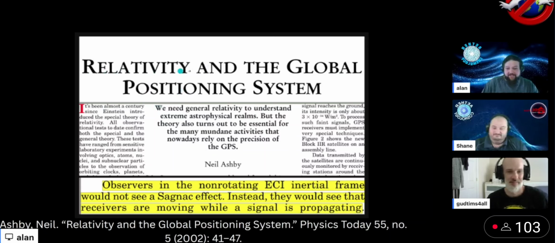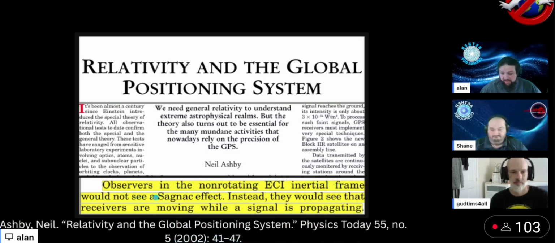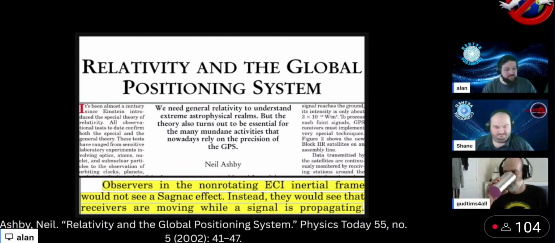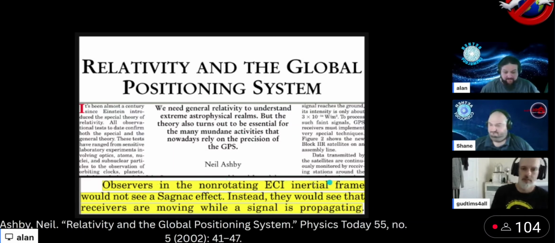So we got relativity in the global positioning system, the old GIPS, I call it. This is Neil Ashby in 2002, a couple years into his tour here. Observers in the non-rotating ECI inertial frame would not see the Sagnac effect. Instead, they would see the receivers are moving while the signal is propagating. Oh, no way. How do you know what something in a fictitious frame that you invented would see? That's the silliest proposition ever. So this gets into the debacle that I laid out earlier, where they're not exactly sure if on the surface of the Earth we should be measuring a deviation, being in the frame that's experiencing the length contraction and the dilating. But he's laying out here that it would only be measurable in those frames.